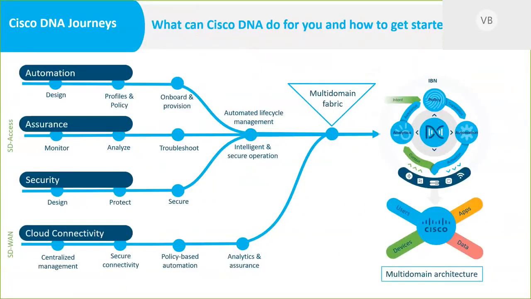But in order to help you adopt SD Access, we have defined journeys that will ease your way into adopting the main pillars of SD Access, which we saw just now: automation, that includes design, policy, provisioning, etc.; assurance, which includes monitoring, analysis, troubleshooting, and intelligent operation based on AI/ML techniques; and of course the underlying security, which is afforded by SD Access. We have defined how you can easily get started, even if you have an existing network, and how you can migrate over by adopting some of these journey steps into a complete fabric.